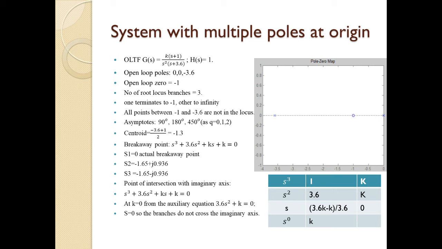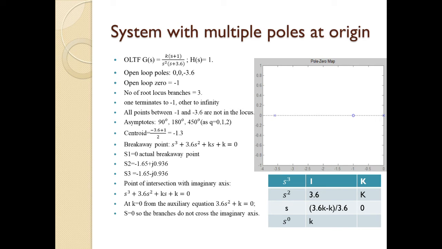Similarly, like the previous problem, we need to find out the asymptotes, and q is varying from 0, 1 and 2, and the difference between the number of poles and number of zeros is 2, because there are 3 poles and only 1 zero. So we are getting 3 asymptotes, and these 3 asymptotes are 90 degree, 180 degree and 450 degree.